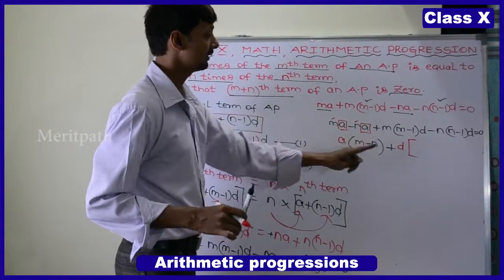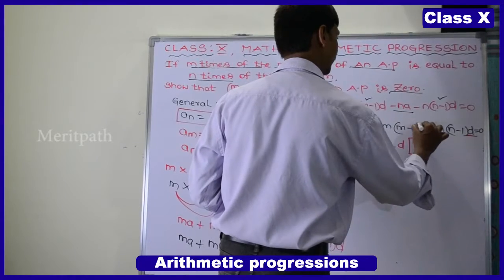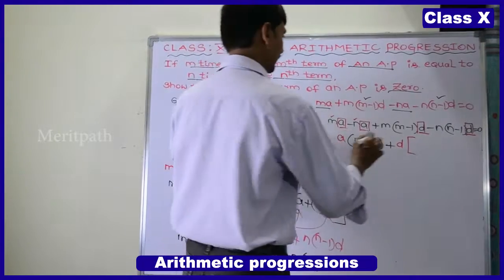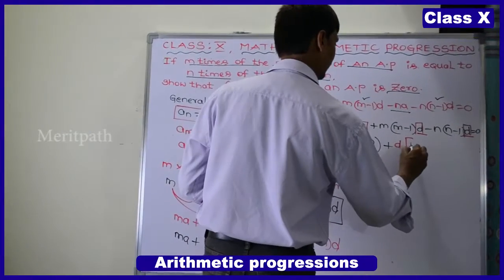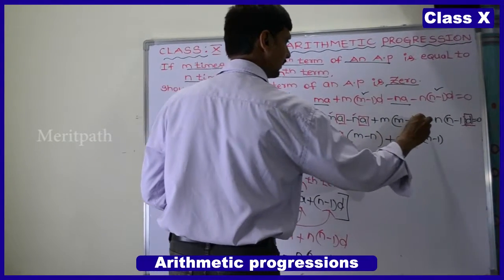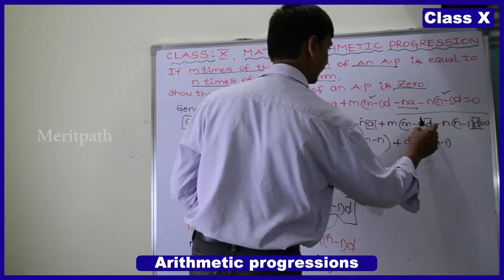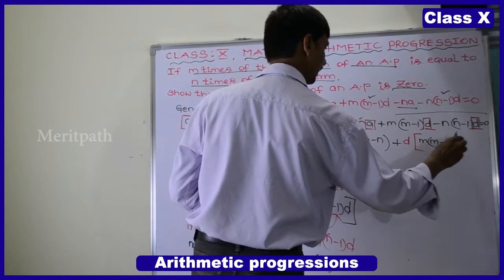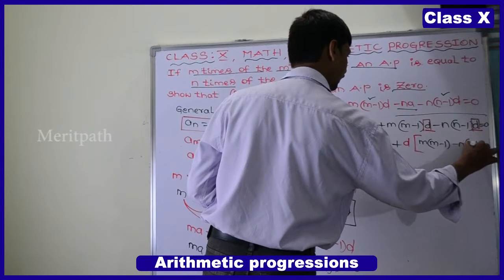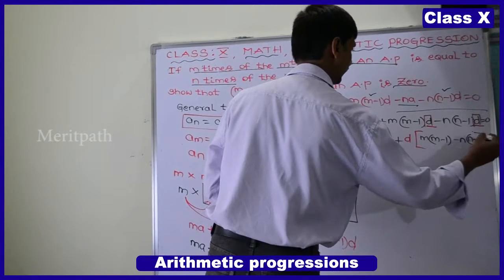A we have taken common, leaving M minus N, and here there is a D, and here also there is D. So let us take D common in this. Then we'll get the remaining terms, that are M into M minus 1, after taking D common from these two terms. So M into M minus 1 minus N into N minus 1, bracket close, and we'll be getting equals to 0.